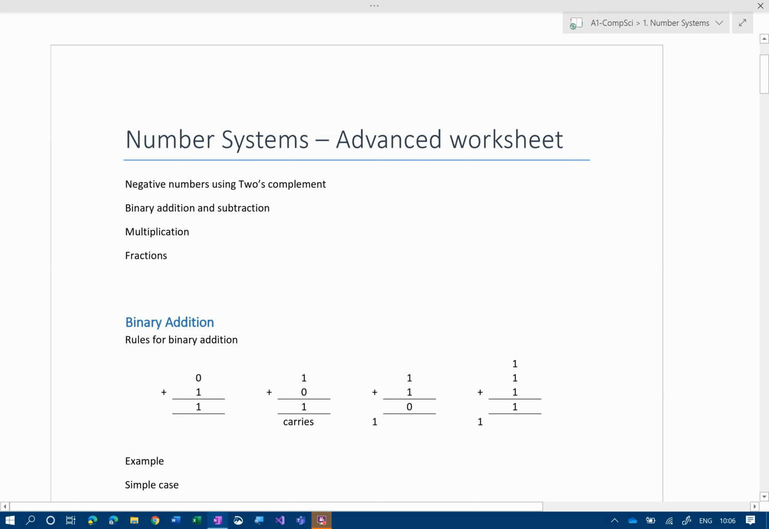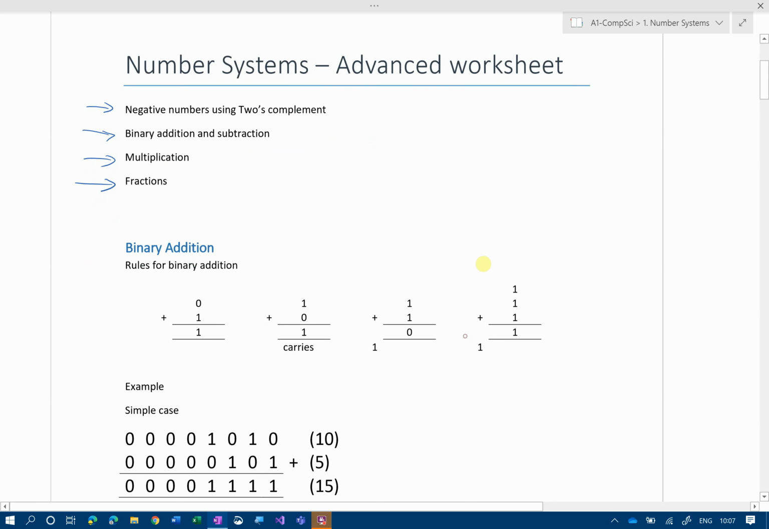In this video, we're going to take you through advanced number systems. So we're going back to number systems and looking at more advanced topics. The four things we'll be looking at are negative numbers, because so far we've only looked at positive, binary addition and subtraction, multiplication and fractions. Okay, so there's a fair few to get through today.